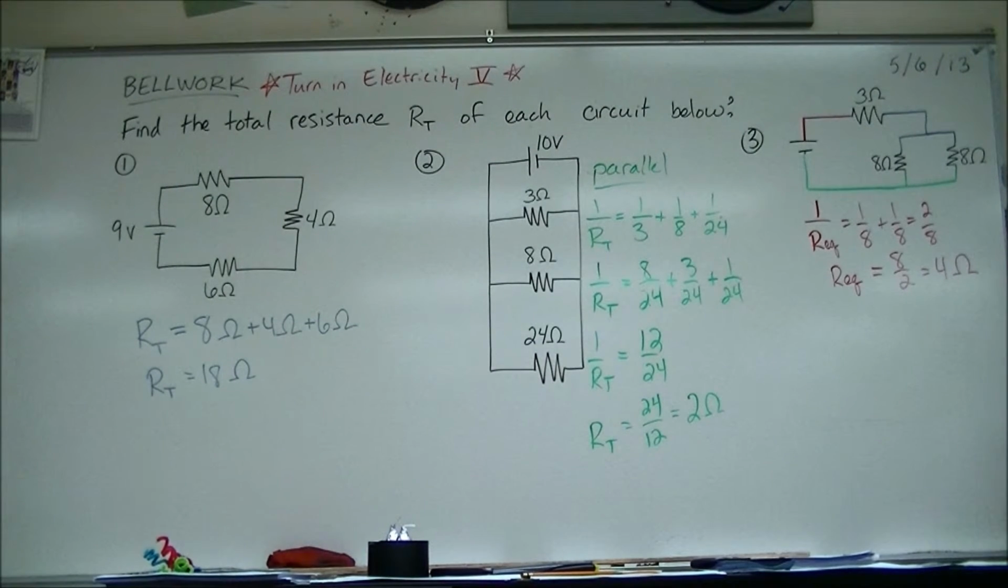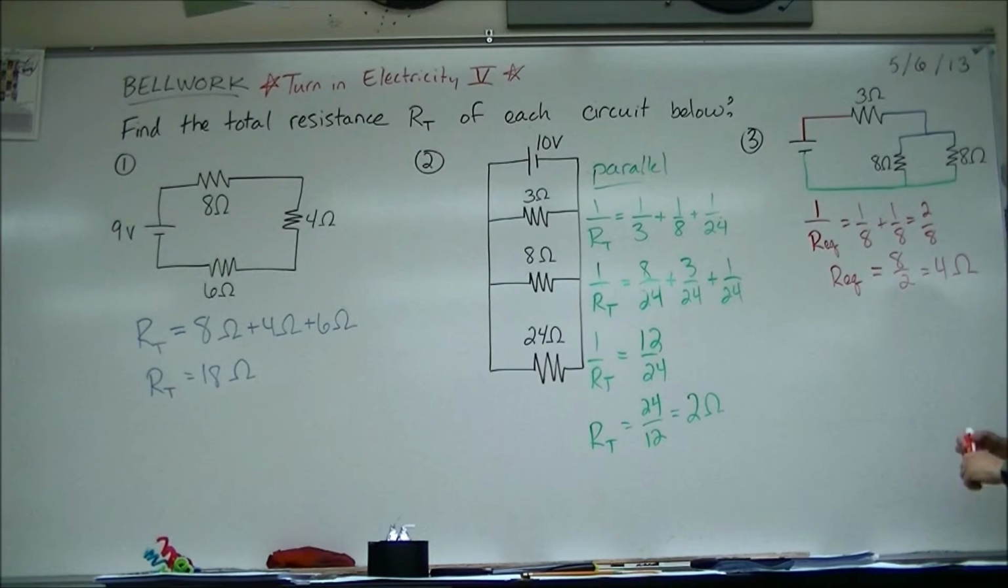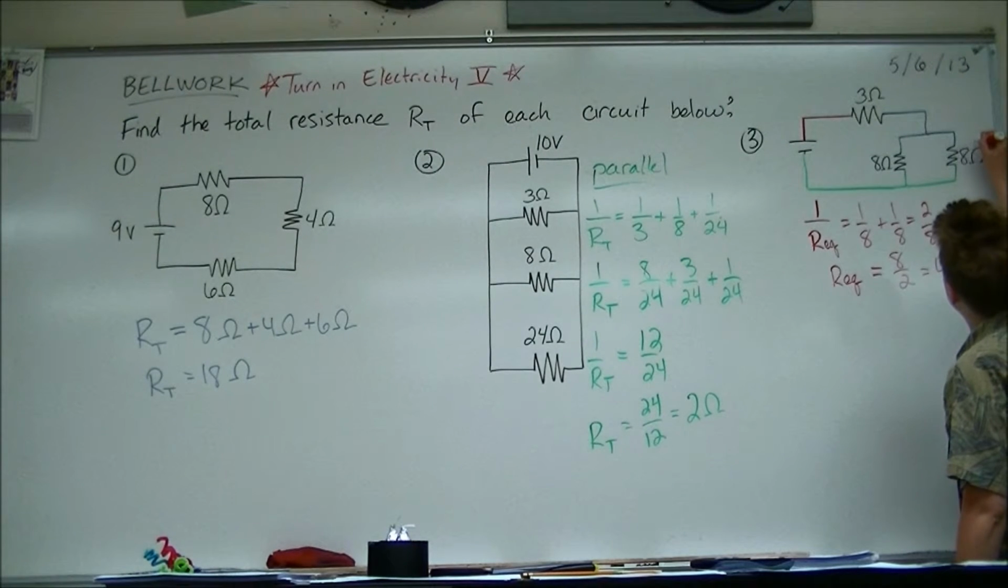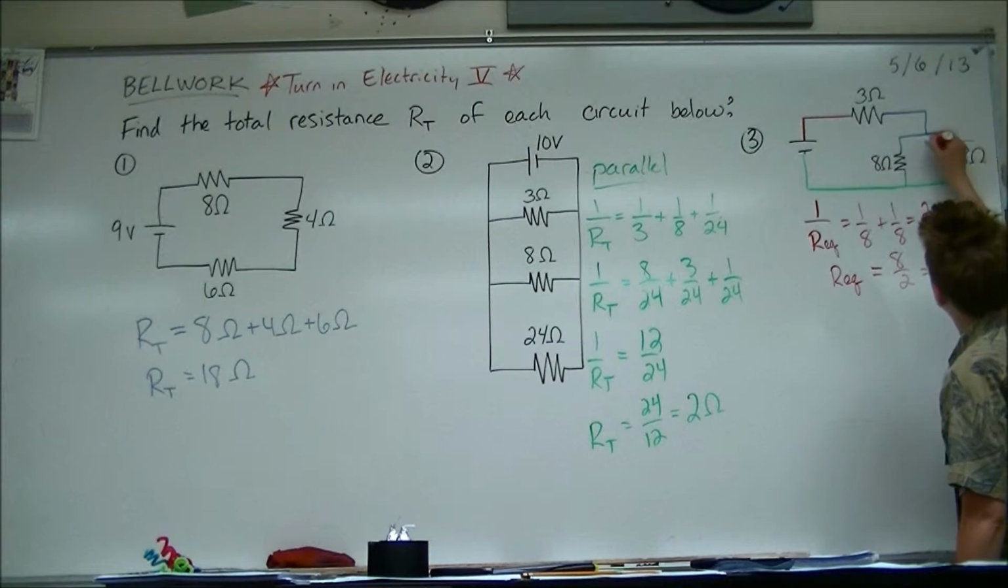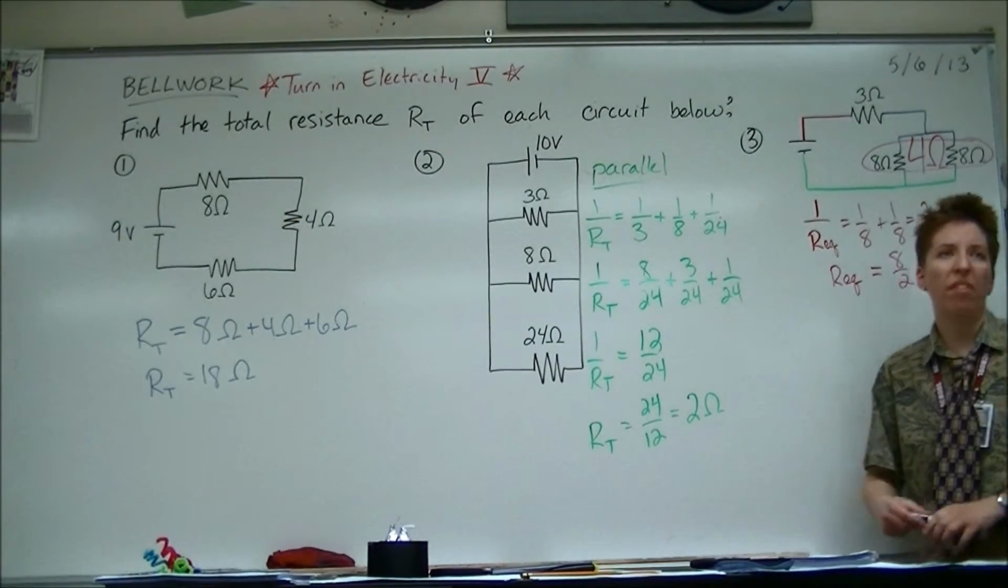That just means I could yank out those two and replace them with one 4 ohm resistor. The way that I typically do this, and it's just a personal thing, I circle them and then in the middle of that write what they'd be together. It's like replacing them. You could also just redraw the whole thing.